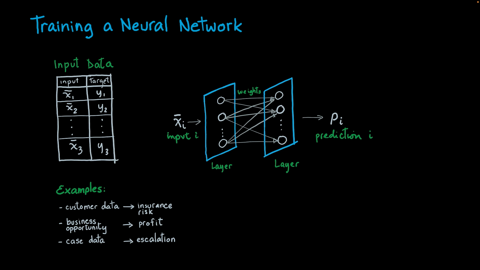Now, because you have data, you can compare the quality of your prediction with the actual target. And so you compare that and you calculate an error. Now you know how bad your prediction was and what your error was. And using that error, you can send back this information to the weights in your neural network. And you adjust all the weights to minimize that error.